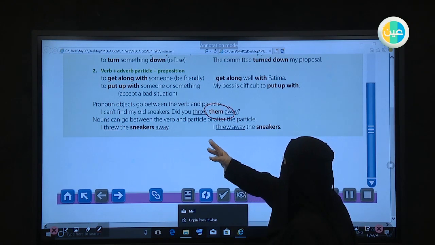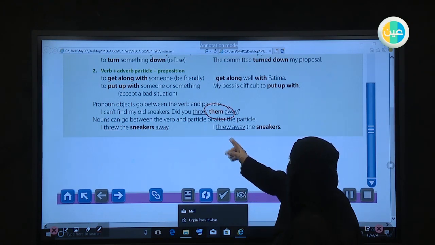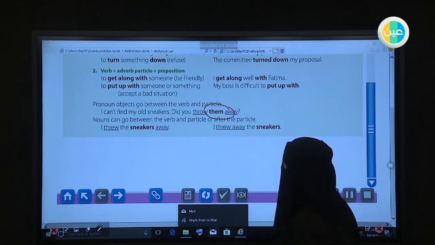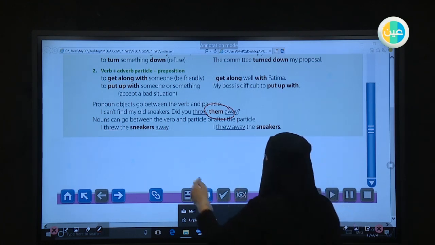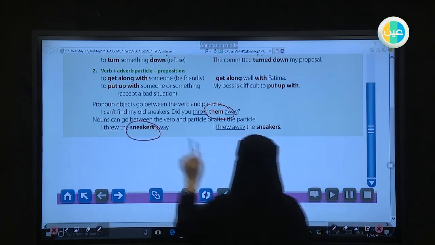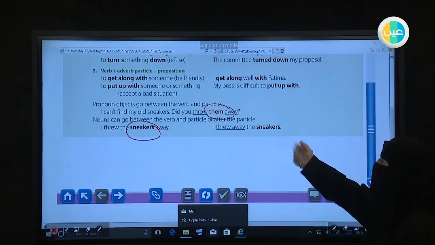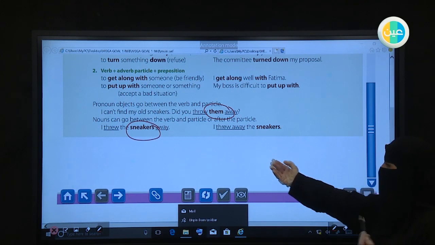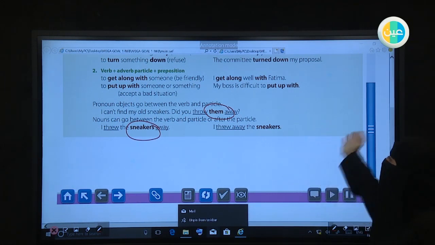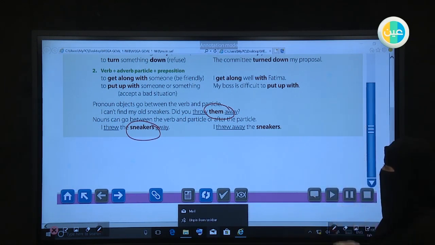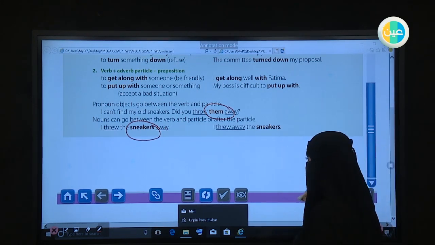Nouns can go between the verb and particle or after the particle. I throw the sneakers away. So I throw the sneakers away. I throw away the sneakers. You can use it another way. You can write I throw away the sneakers. Okay. So they told us that you can use the pronoun objects between a verb and particle, or you can use it at the end of the sentence.